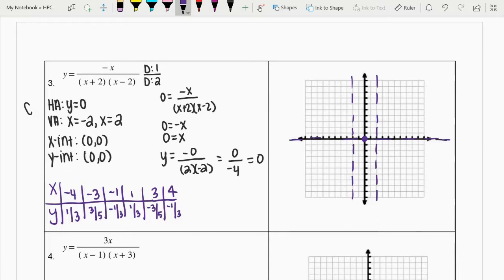Okay, so this is what the table should look like. If you pick the same values that I did, then you can go ahead and graph those points, or plot the points.